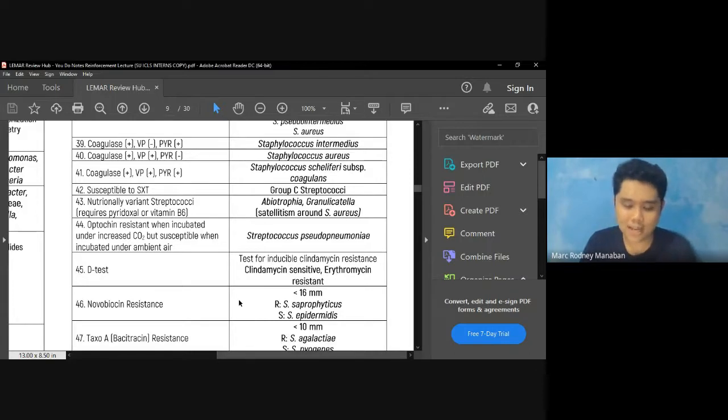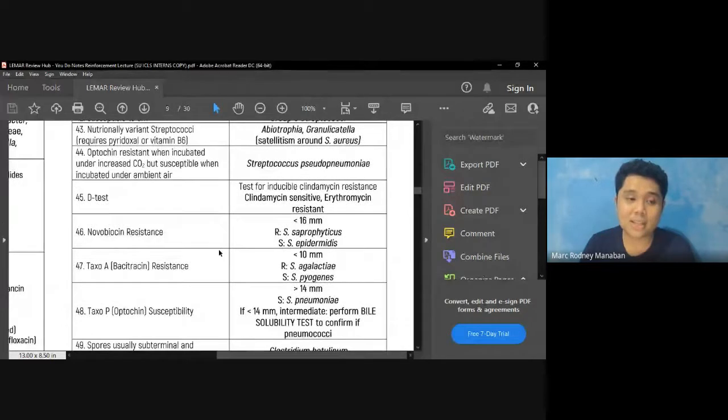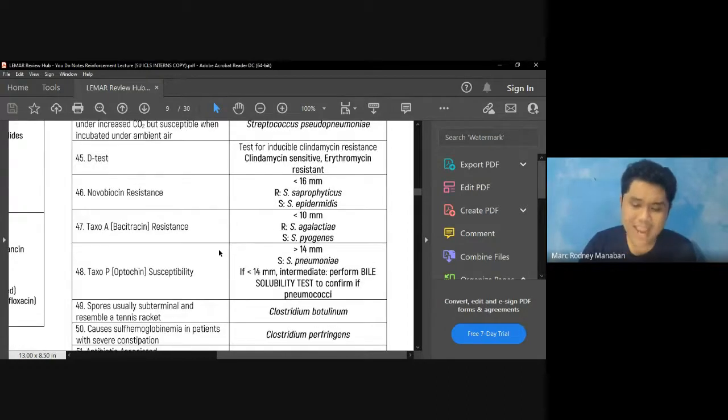Okay? All right. Next, for novobiocin resistance, of course, novobiocin resistance is used for identification of Staphylococcus species. Staph saprophyticus is resistant, while Staph epidermidis is susceptible. Alright, okay. Next, Taxo A.